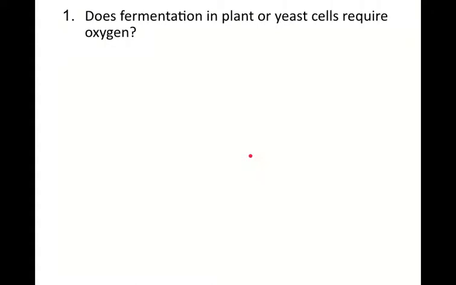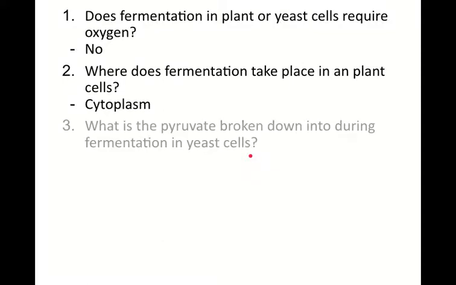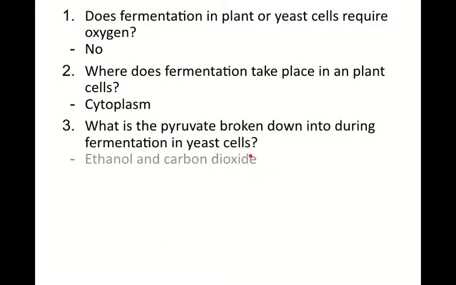The first question, does fermentation in plant or yeast cells require oxygen? Nope. Number 2, where does fermentation take place in a plant cell? Cytoplasm, again, just like it was in an animal cell. Number 3, what is the pyruvate broken down into during fermentation in yeast cells? Ethanol and carbon dioxide, and you can say and energy here too if you want to.